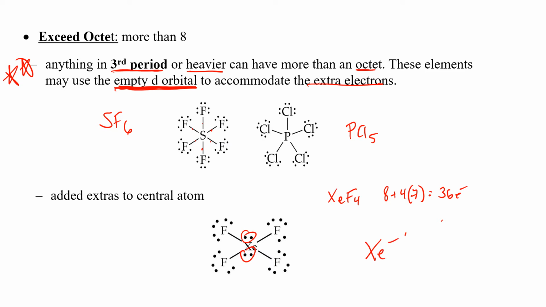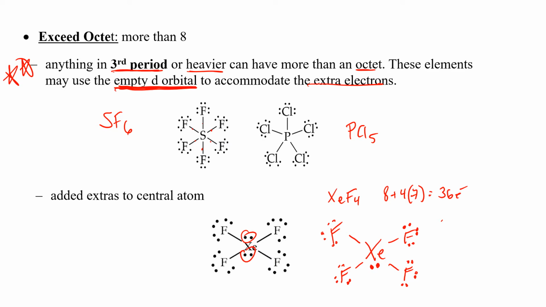Xenon in the center, everything else around with a single bond. All right, I've used 2, 4, 6, 8, 10, 12, 14, 16, 18, 20, 22, 24, 26, 28, 30, 32. That's step 3. Step 4 says if you have any extra, put them on the central atom. So I've used 32. We're going to do 34 and 36.